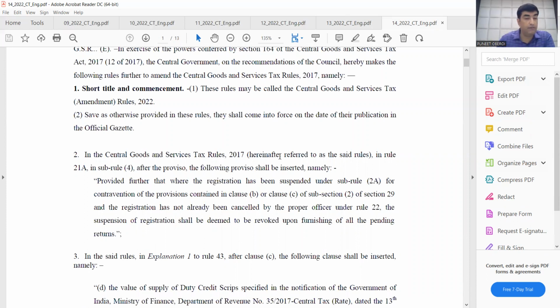The first is basically, if we go to serial number 2, in sub rule 21A in rule 4, after the proviso, following provisos shall be added. So now a proviso has been added, which basically says that in case there is a suspension of registration, in that case, if the default because of which the suspension of registration was done is removed, then automatically that suspension will be revoked and registration will be activated. But it will happen only till the time it has not been cancelled by the proper officer. So it basically means that if your registration has been cancelled, then this benefit is not going to be available to you. So this is a slight change which has come now.